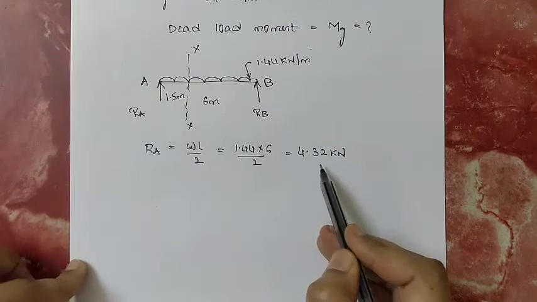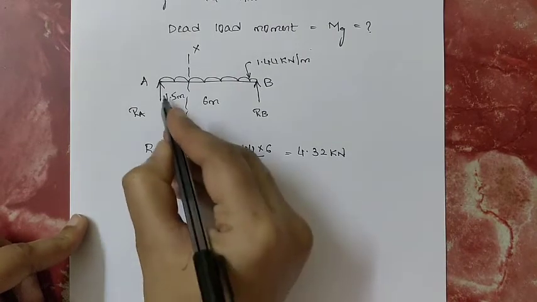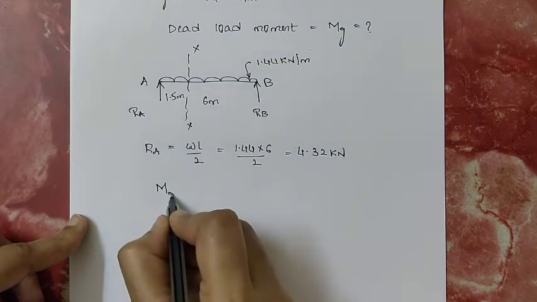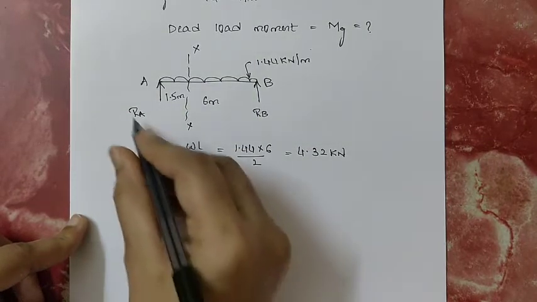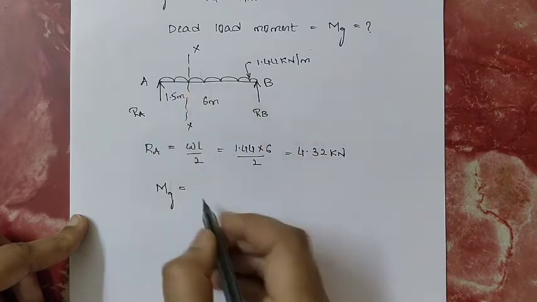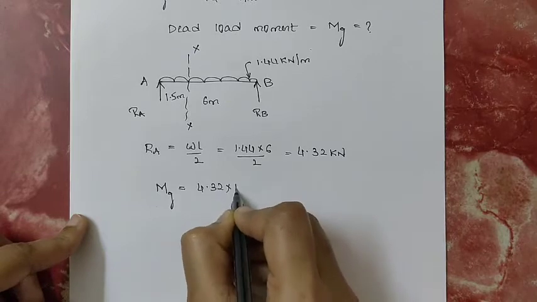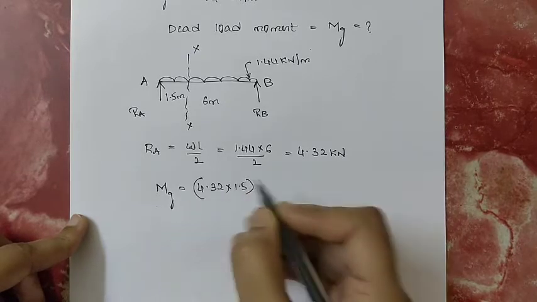We'll get 4.32 kilonewton. Then calculate moment. Take moment of all the forces about section XX. RA is moving upward, so it is rotating clockwise. RA, it is 4.32 into 1.5, rotating clockwise.